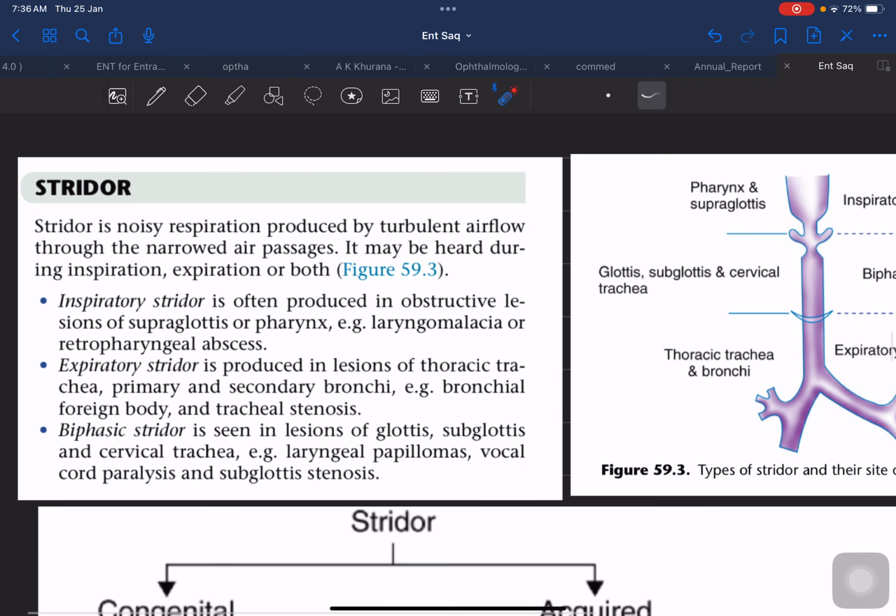Now before getting into stridor, there is one popular question that is often asked: the difference between stridor and stertor. Stertor and stridor. Now simply, what is stertor? Stertor is heavy snoring.